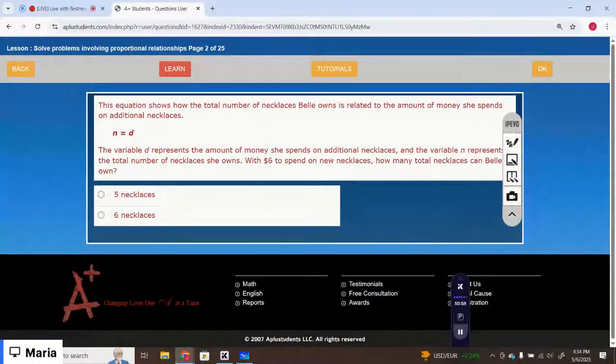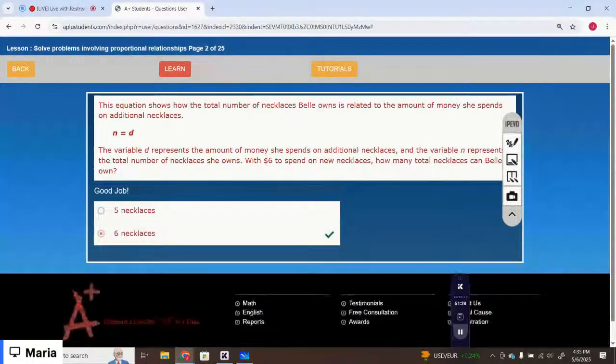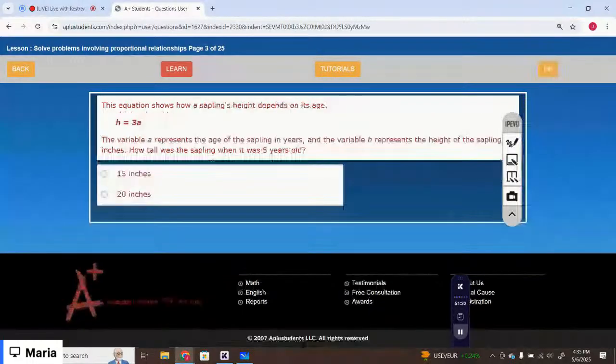This equation shows how the total number of necklaces Ballet owns is related to the amount of money she spent on additional necklaces. The variable D represents the amount of money she spent on additional necklaces, and the variable N represents the total number of necklaces she owns. With $6 to spend on new necklaces, how many total necklaces can Ballet own? That is N equals D. So N equals 6. Option number 2 is the correct option. That is 6 necklaces.